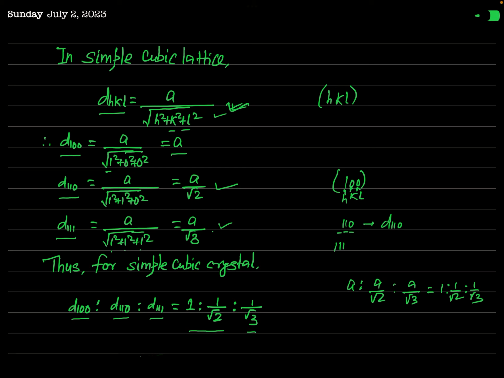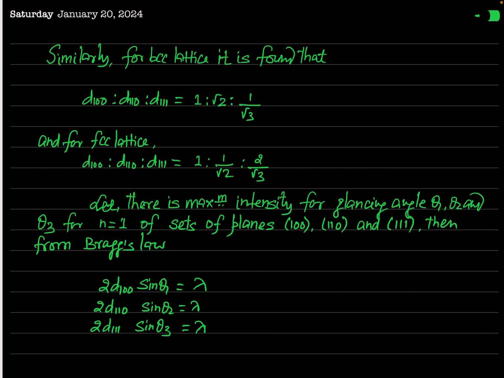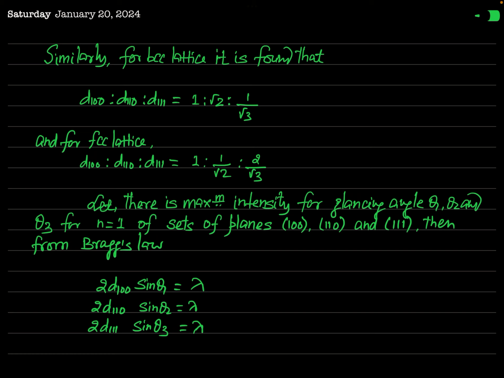Okay. Actually, in a similar manner, in case of BCC lattice and FCC lattice, we can also find this ratio. In case of BCC lattice, it is found that the ratio of d100, d110, and d111 is 1 is to root 2 is to 1 over root 3. And similarly, in case of FCC lattice, the ratio obtained is found to be 1 is to 1 over root 2 is to 2 over root 3. Okay. I have not obtained this by calculation, but you can remember it. Now, this value is obtained from that formula.